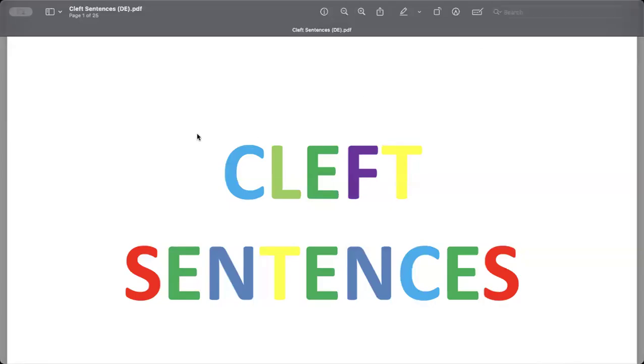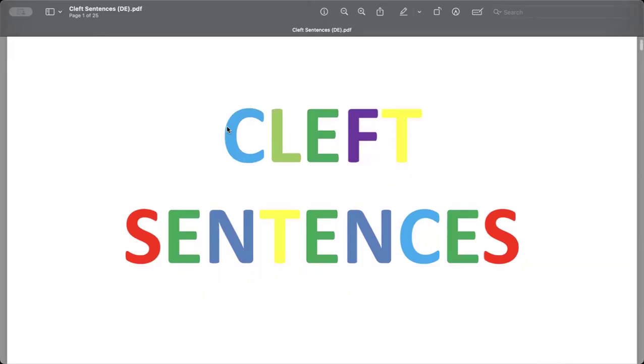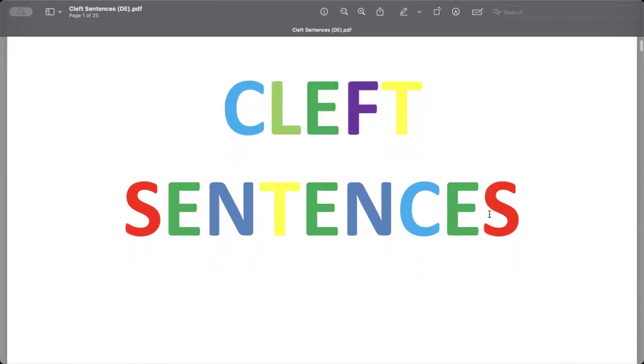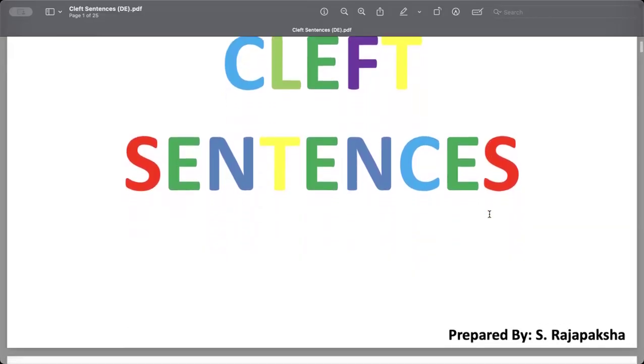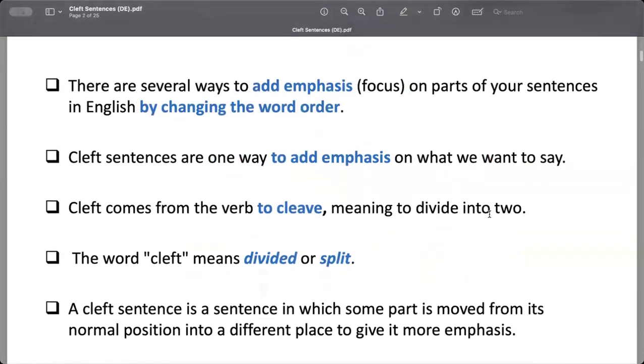So we're going to talk about cleft sentences. This is really common in speaking. We're going to find out what cleft sentences are and their usage. When it comes to cleft sentences, there are several ways to add emphasis. Emphasis means focus. In this section, I'm going to teach you what kind of emphasis we can get.